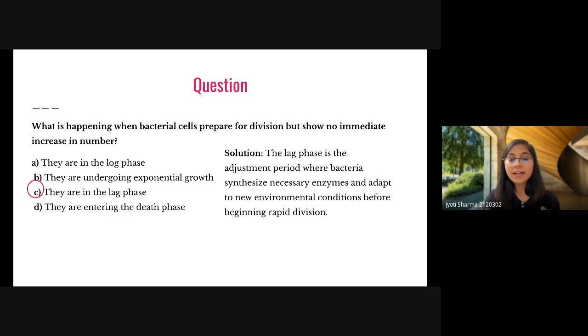So lag phase is the adjustment period where bacteria synthesize necessary enzymes and adapt to new environmental conditions before beginning rapid division. So I think this is clear now why this is lag phase, not the log, not the stationary, and not the death phase.